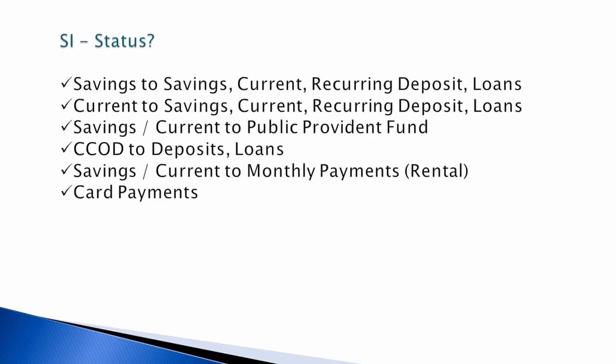As a standing instruction, what types of accounts can you use? From a savings account, you can transfer to another savings account, a current account, or recurring deposits and loans. From a current account to savings, another current account, recurring deposit account, or loans. Savings or current account to a provident fund account. CCOD account to deposits and loans. Savings or current account to monthly payments like rentals, electricity bill and card payments: from your savings bank account, current account, or CCOD accounts, you can give a standing instruction.